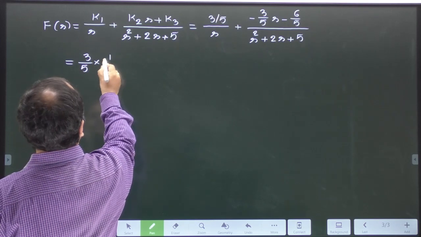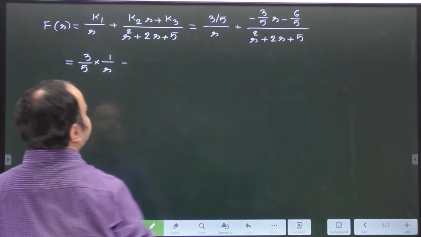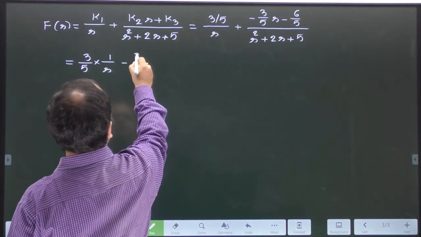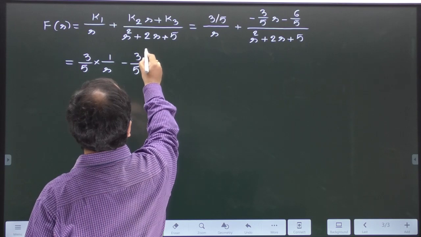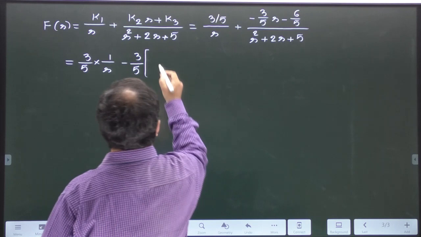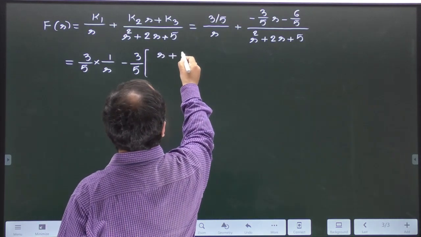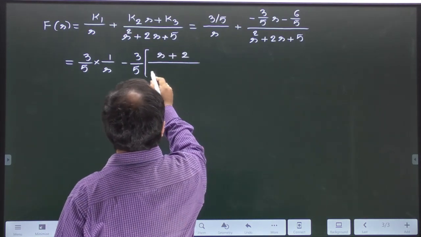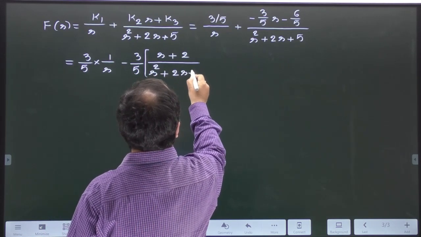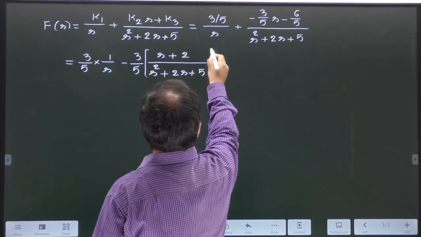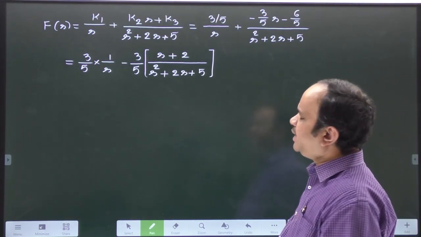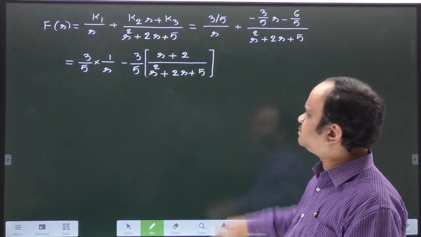3 by 5 into 1 by s, first term, minus from the second term, say for example, if I take minus 3 by 5 common, then what we will have? S plus 2 divided by s square plus 2s plus 5. Okay, I hope you are following. S plus 2 divided by s square plus 2s plus 5, right?